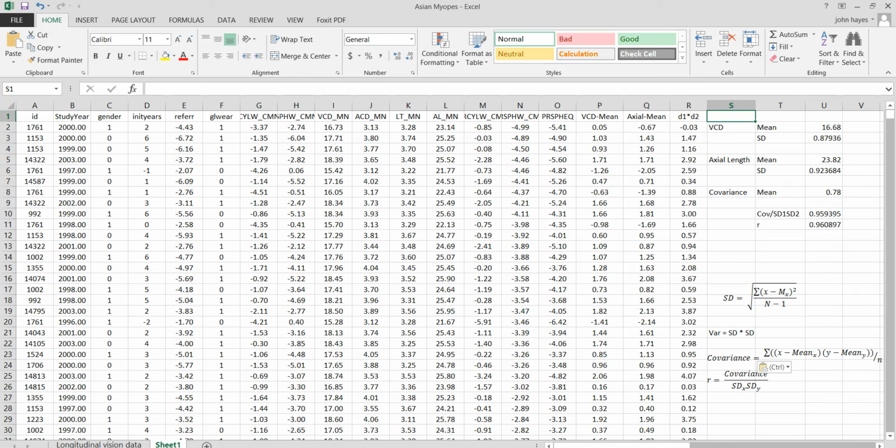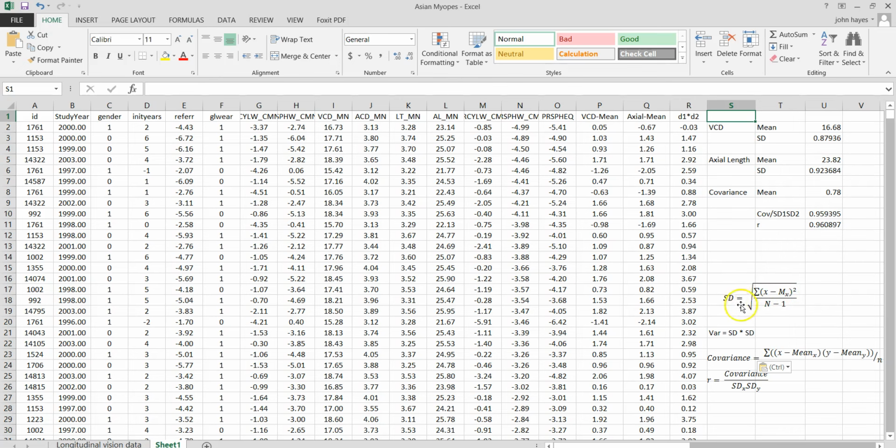observations are related. They could be not related at all, in which case the covariance would be 0. Or they could be related a lot in either a positive or a negative direction. So we're going to look at the covariance between vitreous chamber depth and axial length.